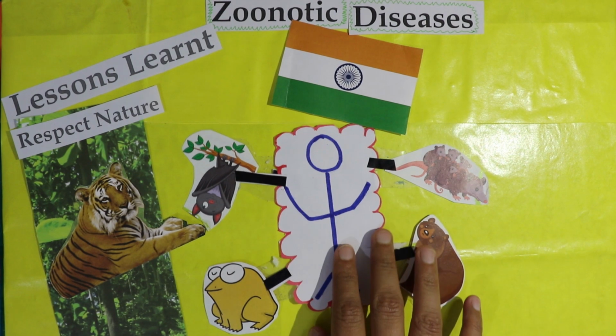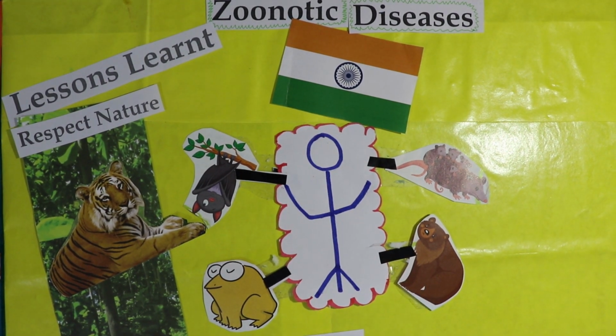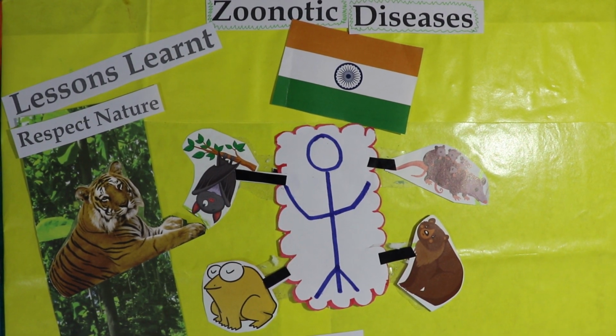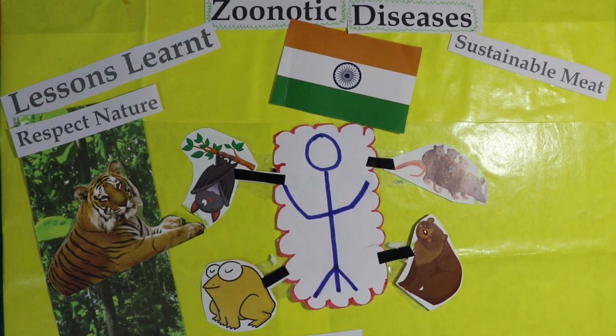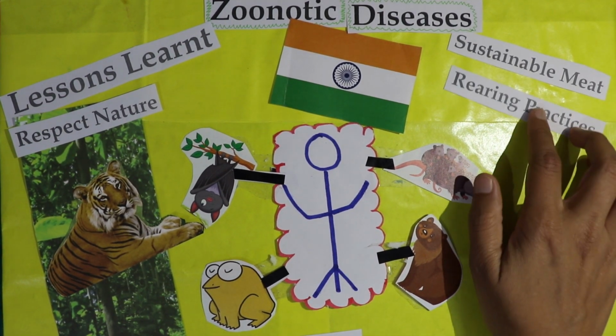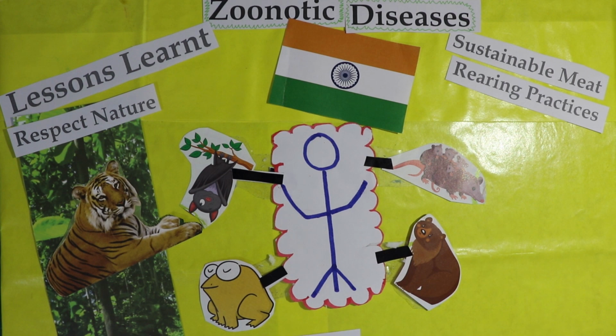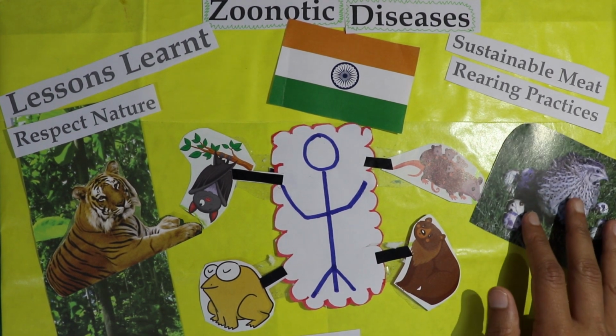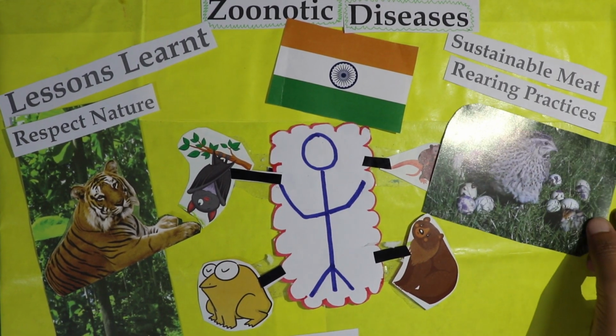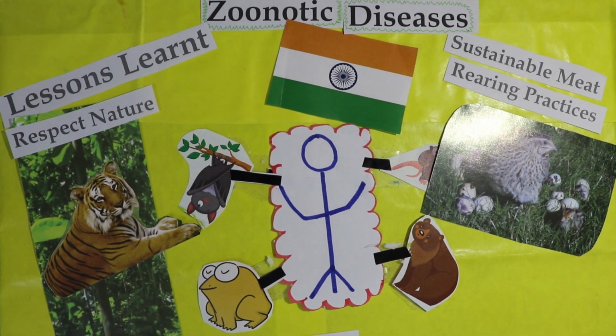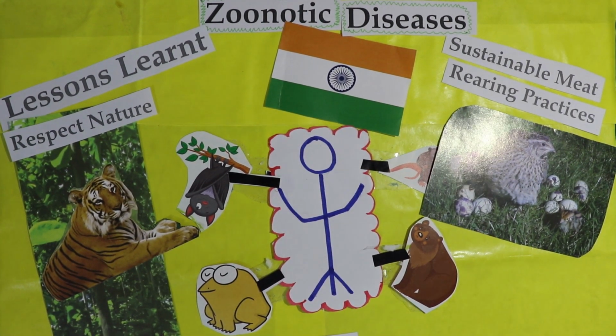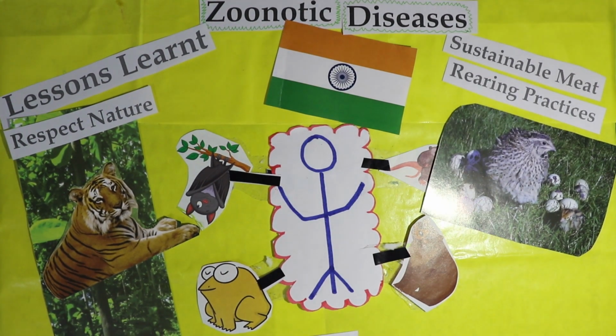And then there is also a need to shift towards sustainable meat rearing practices. For example, the factory style rearing of chickens or bats in one-on-one stacked enclosures increases the tendency of virus transmission. And when you say respect nature, we should also respect the private space of the animals as well.